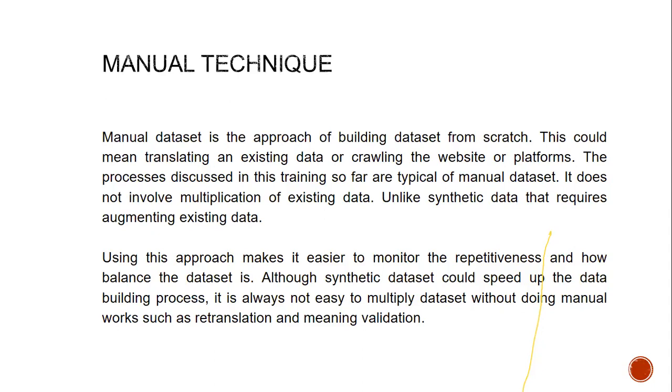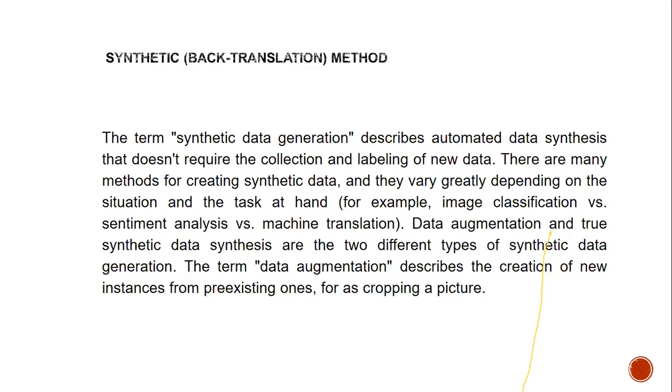So that is manual translation. So let's say synthetic translation. When you are doing a synthetic method, it means you are using an artificial method. It is a way of augmenting the data set that you have. For example, let's say I have a data set of 10,000 and I want to increase it to 50,000. How do I do that?